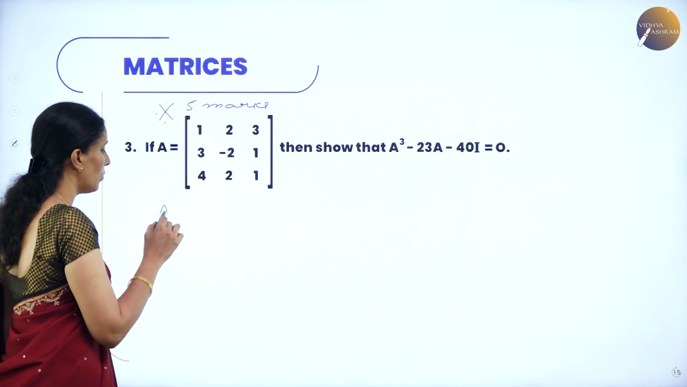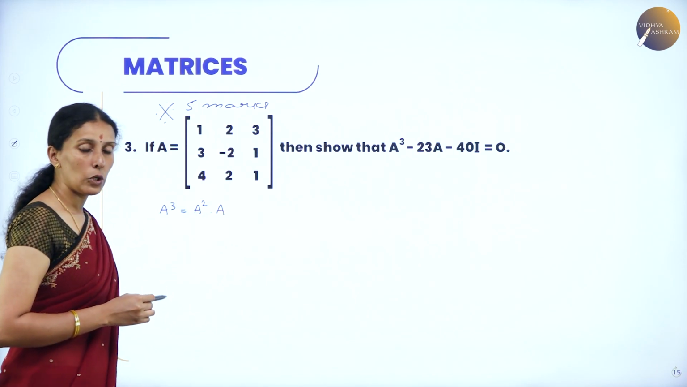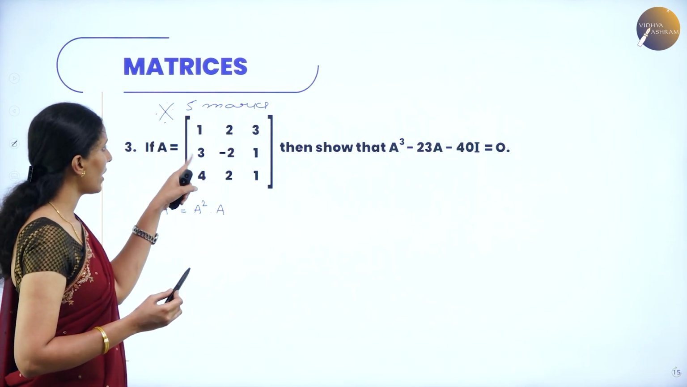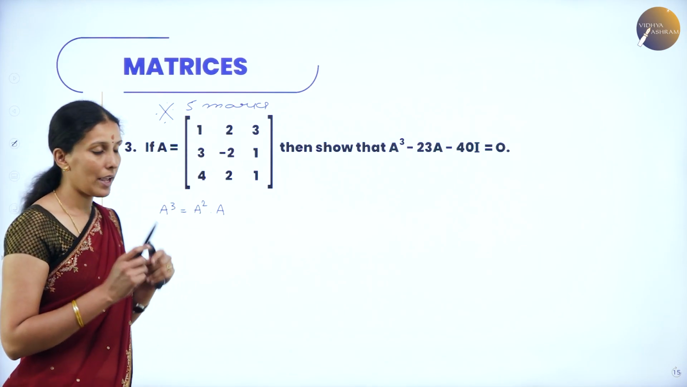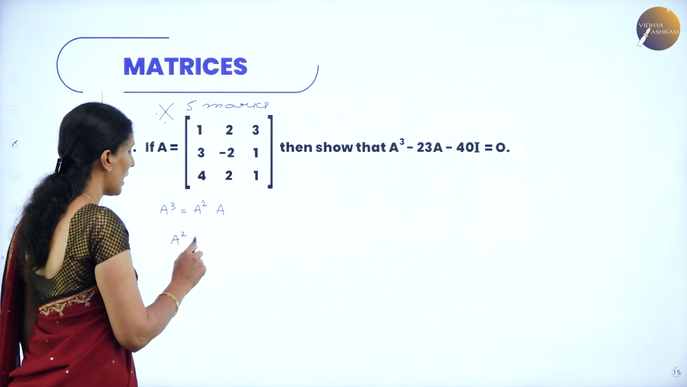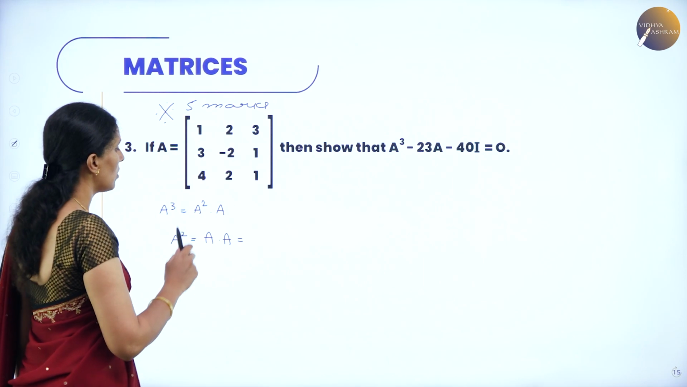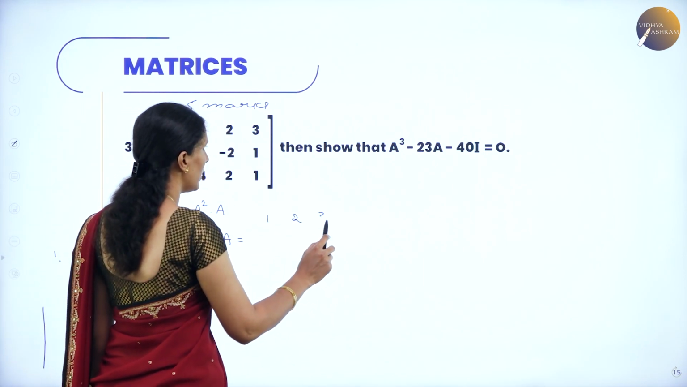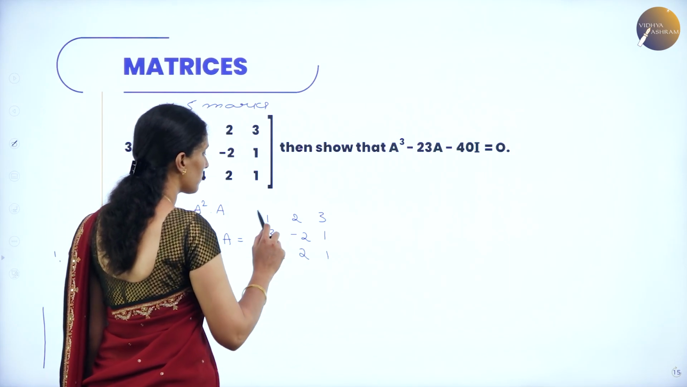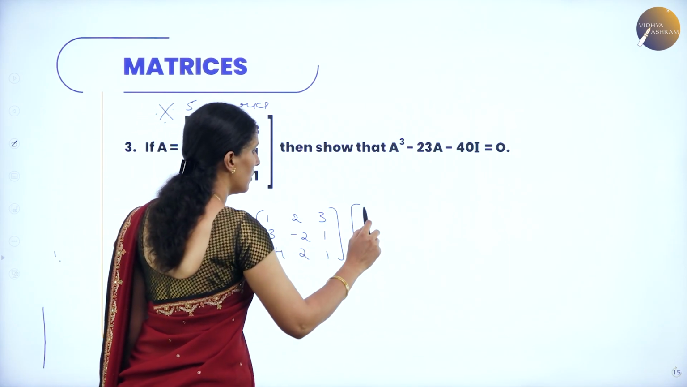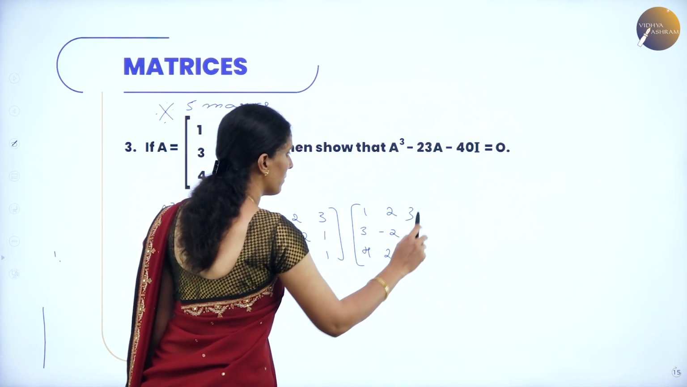To find A cube, I need A square, because A cube is A square into A. So first let us find out A square. A square is not just squaring the given matrix. A square is again A into A. That is, you have to multiply the same matrix 2 times. So let's see it. So we have 1, 2, 3, 3, minus 2, 1 and 4, 2, 1. And here again 1, 2, 3, 3, minus 2, 1, 4, 2, 1.